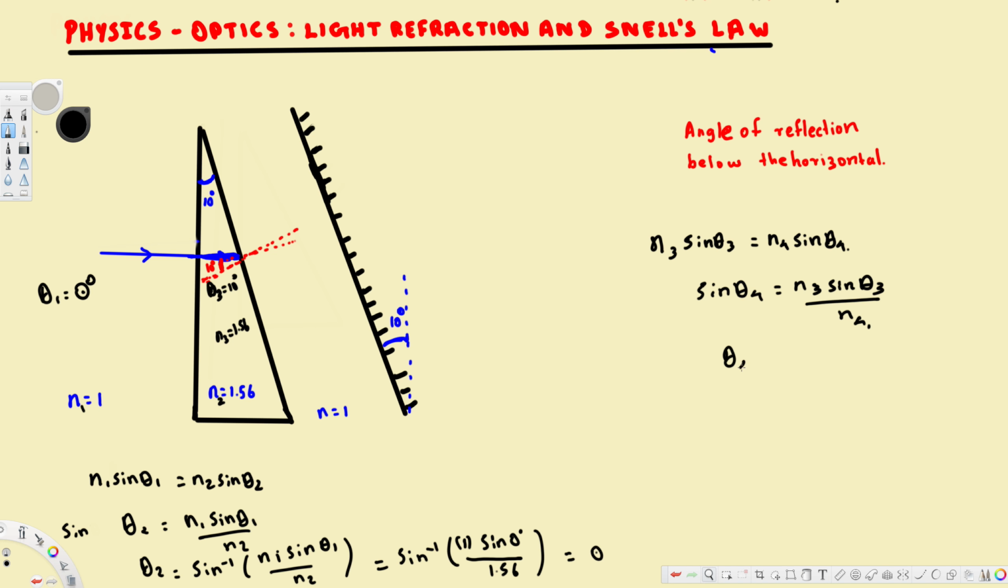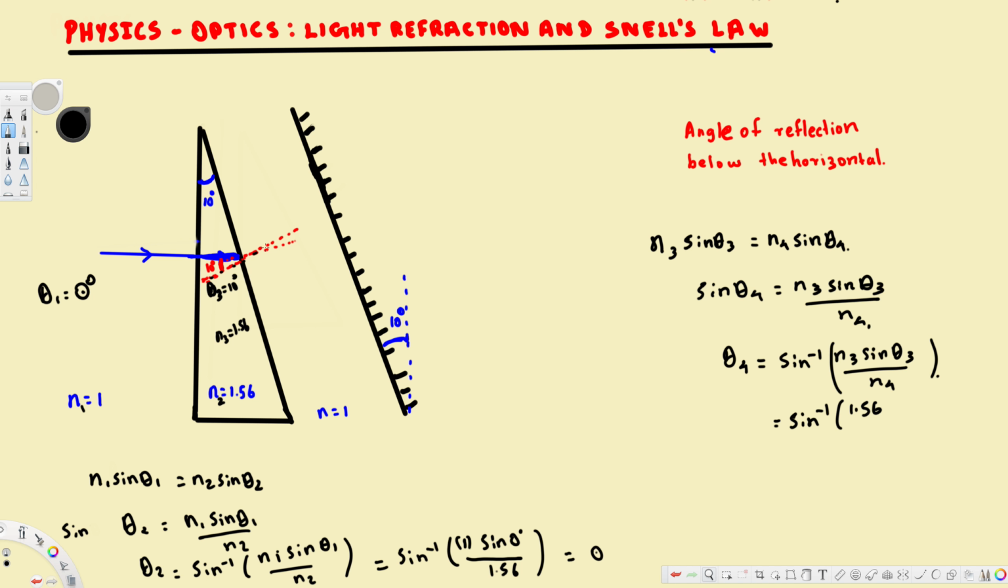So that's going to make theta 4 equal to sine inverse of n3 sine theta 3 divided by n4, and n3 is the index of refraction of this prism glass, that's 1.56. So sine inverse of 1.56 times sine theta 3, and theta 3 is the angle of incidence inside, that is the angle that it is making with the normal. So this light ray is making 10 degrees with the normal.